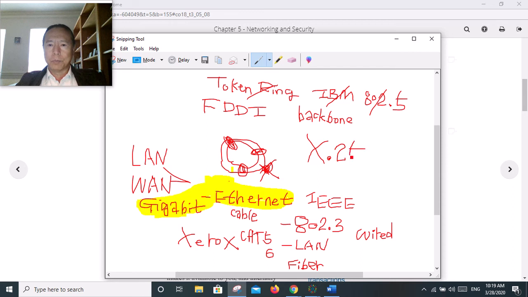X.25. That's still IEEE. That's your ATM stuff, the X.25 protocol here. I still remember because I used that in the industry for 15 years. So the ATM machine here, X.25 here.